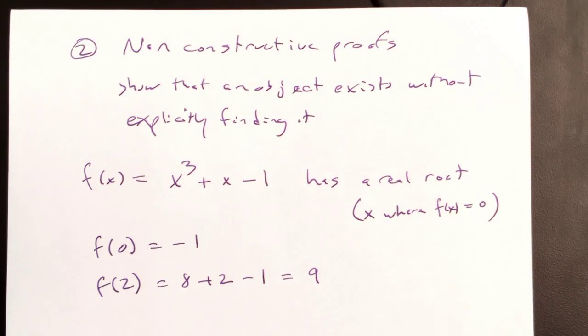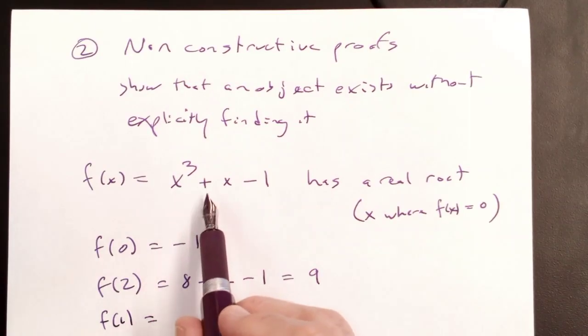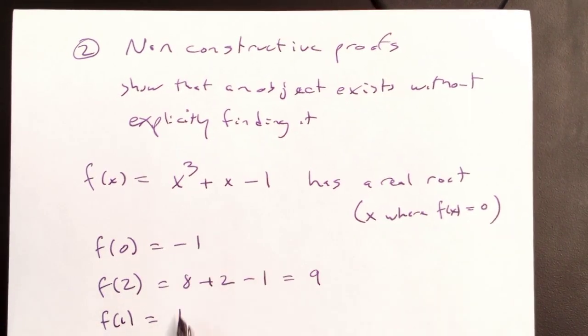So you've shown that such a thing exists without actually finding it. You've given me a restriction on the universe that says such a thing must be here somewhere. Now I can continue to narrow this down. I happen to know that if you put in 1 to this equation, what's f of 1? Oh, wait a minute. 1 plus 1 minus 1. That's positive, right? So negative to positive, instead of being between 0 and 2, it's now between 0 and 1. And you could plug in other numbers and start to narrow down where this is.